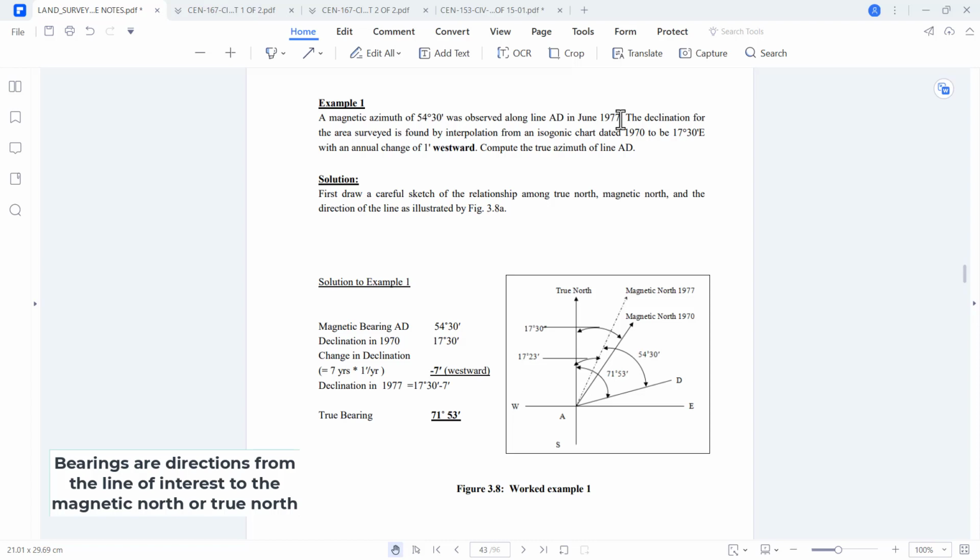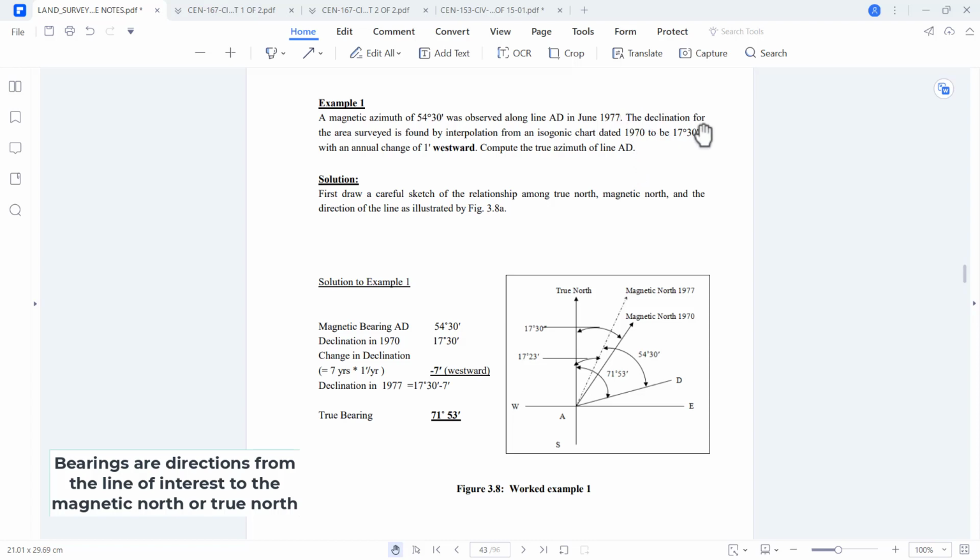We're taking the lines one by one. So the magnetic azimuth of 54 degrees 30 minutes was observed along line AD in June 1977. So now here is the magnetic bearing, and it is in 1977. So we draw that bearing to the line AD. So we are done with the first line. Now let's move to the next line.